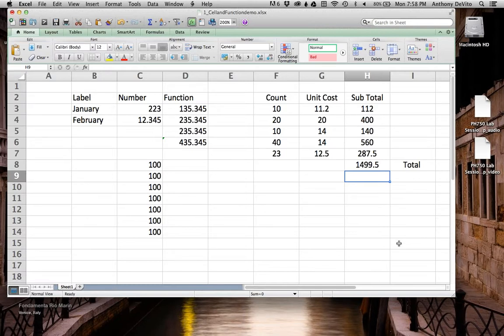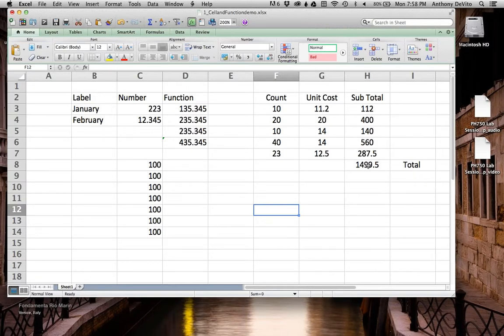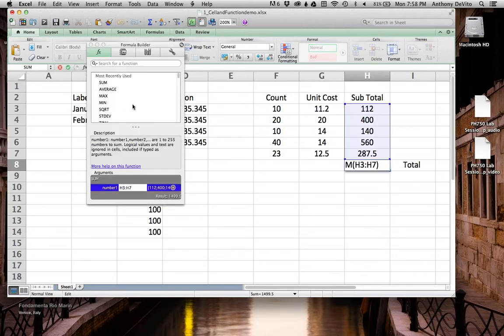I have a question. Yes? So if you're just doing a sum of two numbers, you don't even need to write sum. But if you're doing a sum of a range, you have to write sum. Well, you don't have to. I could have said equals H3 plus H4 plus H5 plus H6 plus H7, but that'd be pretty tedious. Exactly. And remember, we're just looking at a couple of these functions.